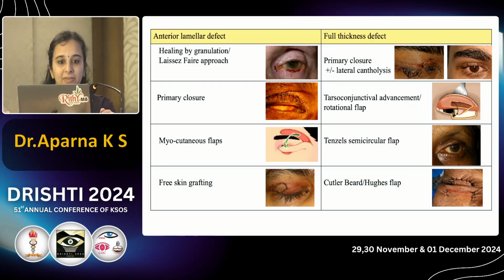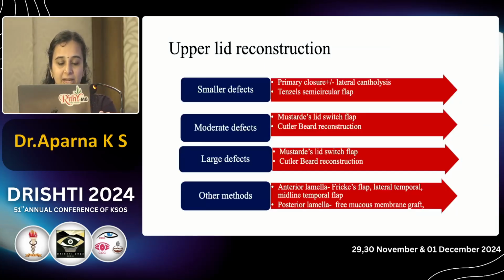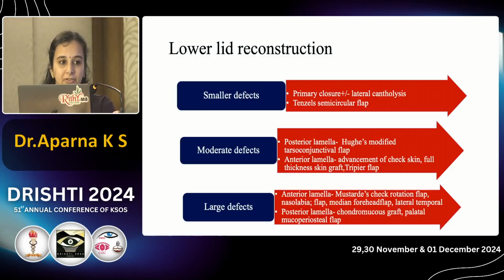For anterior lamellar defects, if it is smaller, we can allow healing by granulation as in the Lyse-Vere technique. Then we can go for primary closure, mucocutaneous flaps or grafts. Then for full thickness defects, based on the size and whether it is upper lid or lower lid, we have different options that will be discussed by the coming speakers. Basically for the upper lid, we have to borrow from the forehead or lower lid, and for the lower lid, we have to borrow from the cheek or forehead.